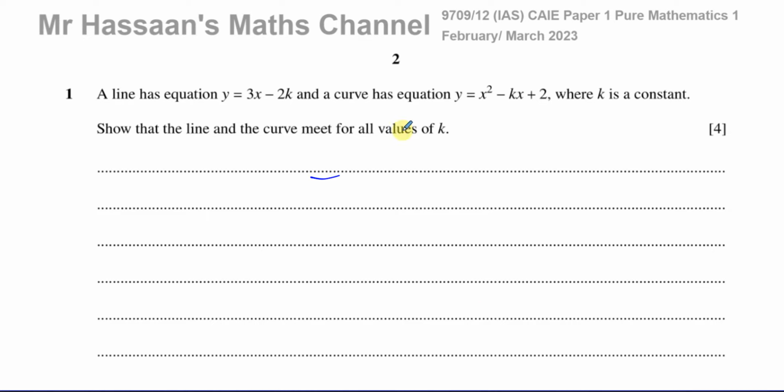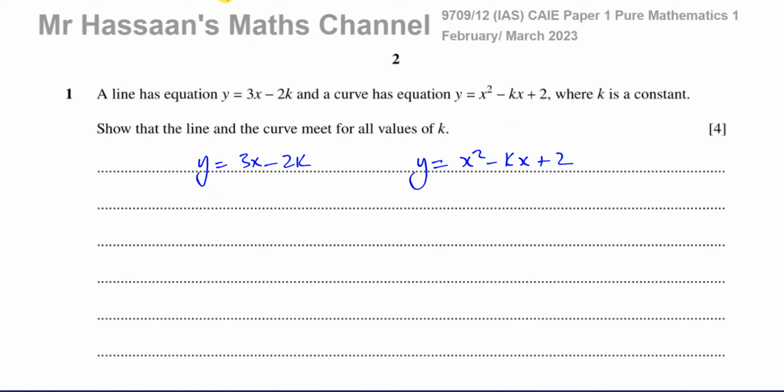This is a pure mathematics paper, and in this question we have a line that has equation y equals 3x minus 2k, and a curve which has equation y equals x squared minus kx plus 2, where k is a constant. So we have a straight line and we have a quadratic. Show that the line and the curve meet for all values of k.